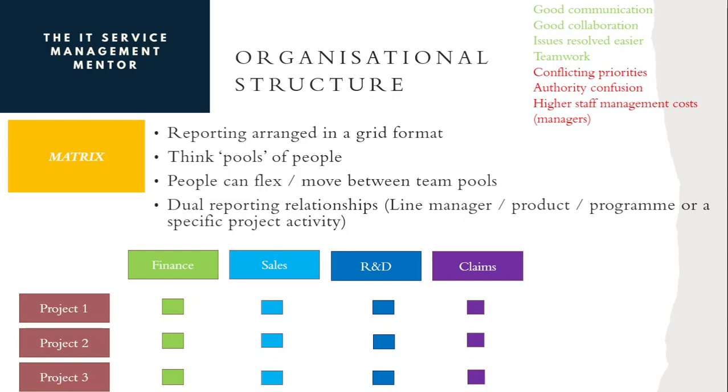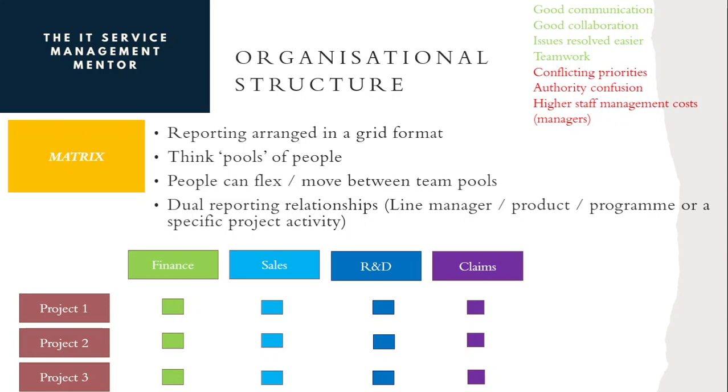Third organisational structure is matrix. So reporting is arranged in a grid format. Think pools of people. So there's pots of people that are available. These people can flex, they can move between different pools. You would normally expect an element of dual reporting. Now that's either going to be reporting into a line manager, reporting into a product or a function, or perhaps a program of works of some kind, or maybe it's a project activity.